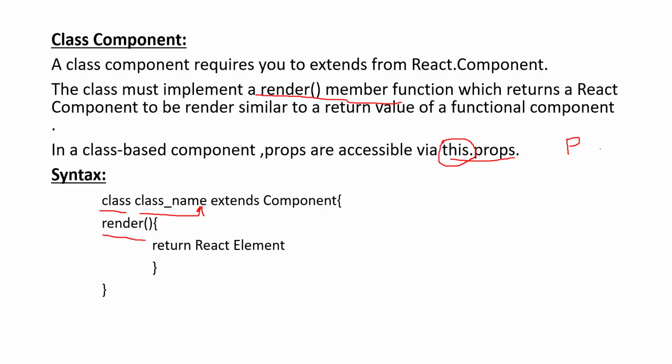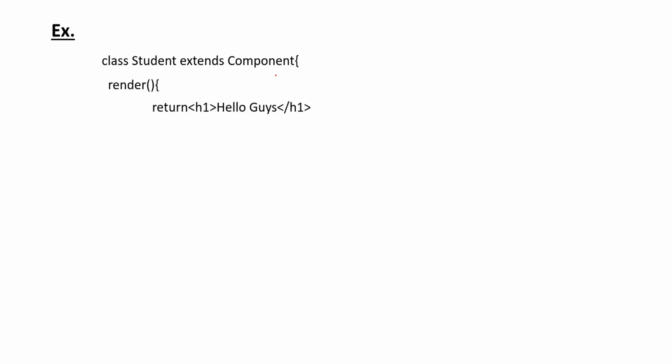Let's jump to the example of a class component. Here, example: class Student extends Component. Class is a keyword for class component, Student is the component name that extends Component. Then render, return hello guys. This is the example of a class component.